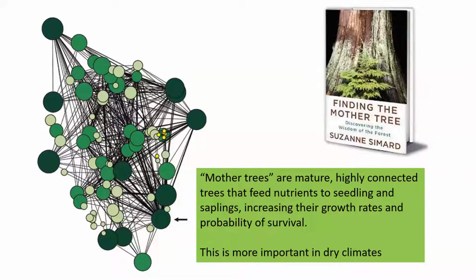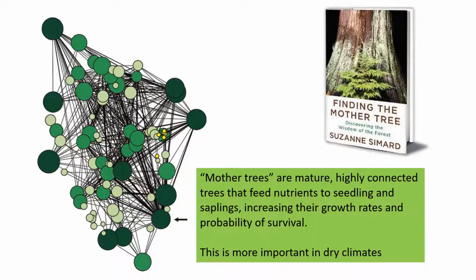This is most important in dry climates, the sustenance that they're providing to these very vulnerable little saplings. That becomes all the more important in environments that are stressful, where you need that extra little help. For plants, that's going to be environments that are dry. It's going to be environments that are hot. It's going to be environments of the future due to climate change.